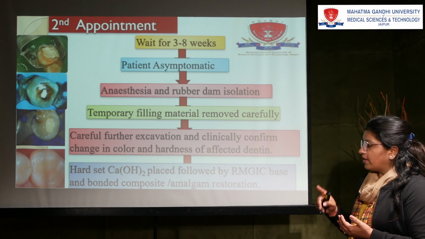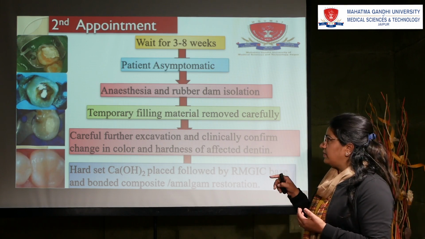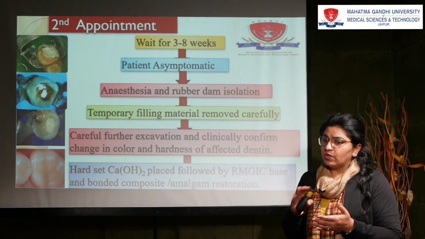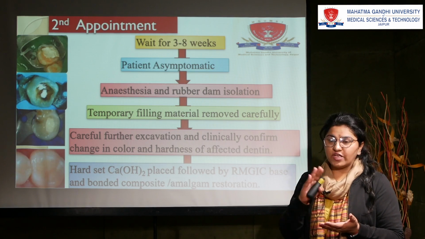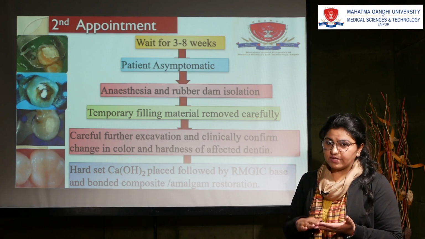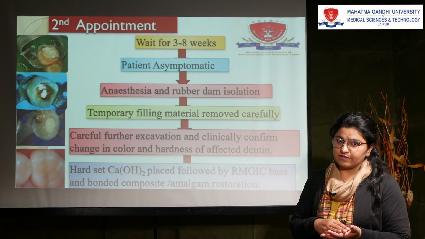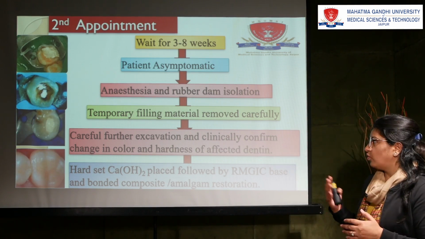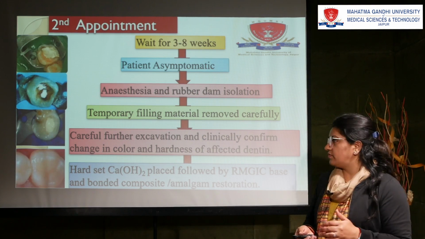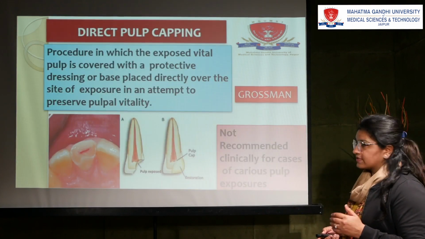So in the 1 appointment technique, the second appointment is done in the first step itself. That means we have removed the carious lesion, we have placed a biocompatible material like calcium hydroxide, and over that we are placing a permanent restoration in the first sitting itself. So this is how it is different. Both have their own advantages and disadvantages that we'll discuss later.